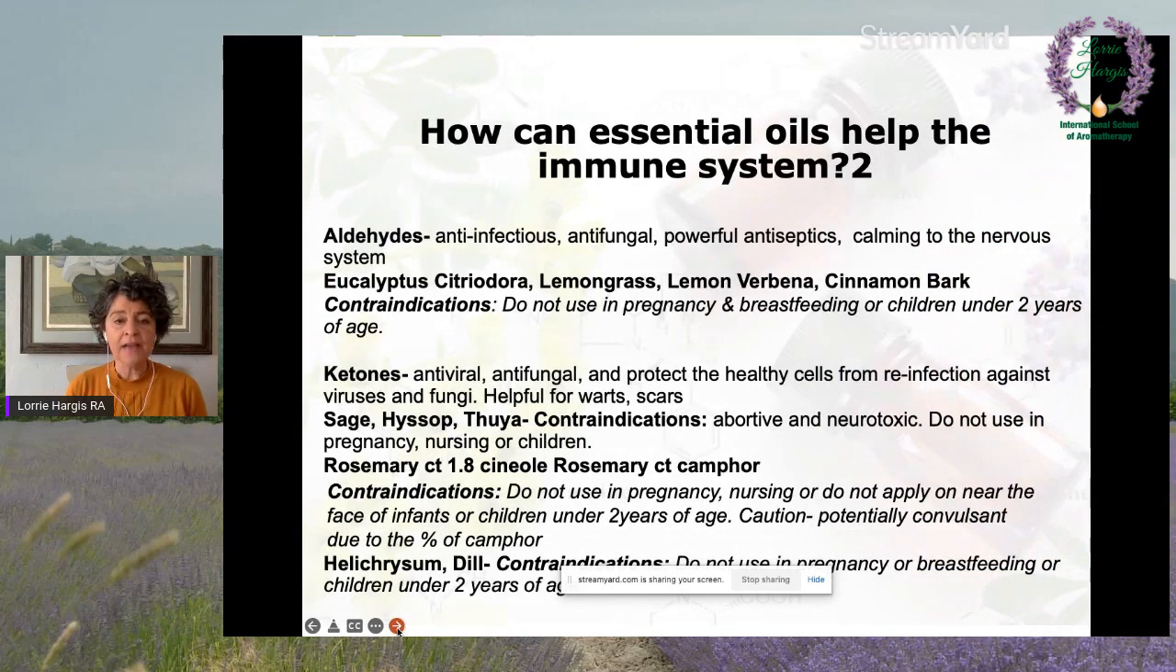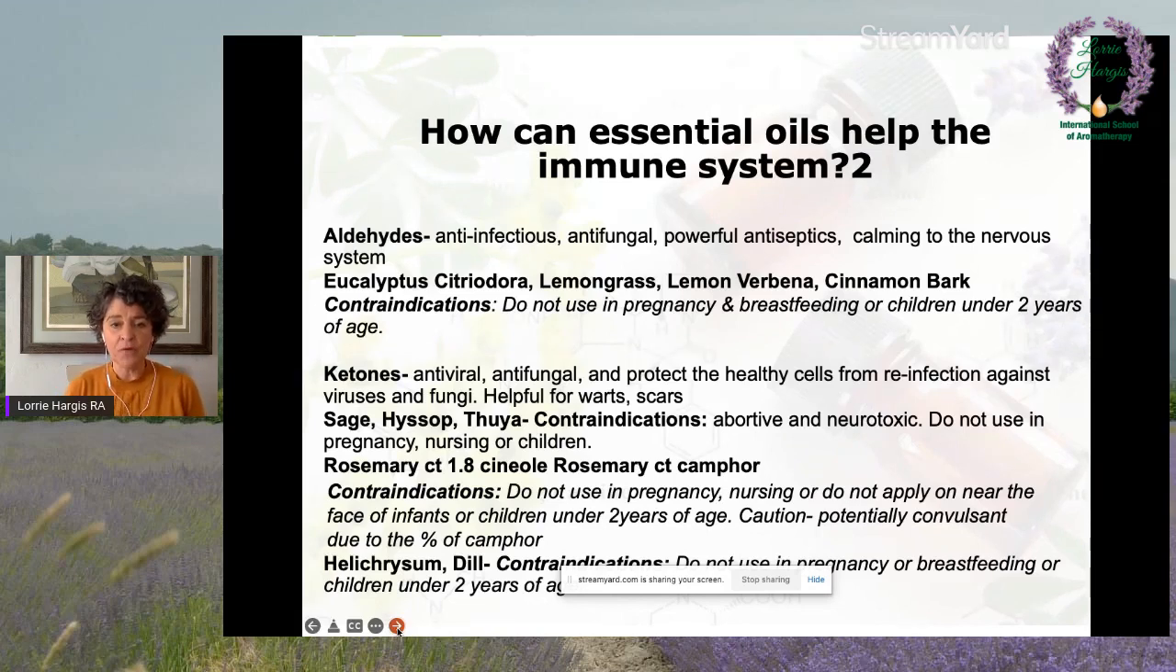Okay, so aldehydes. Let's look at aldehydes. Aldehydes are anti-infectious, antifungal, powerful antiseptics, and calming to the nervous system. You have Eucalyptus citrodora. Eucalyptus citrodora is also very well known to be antiviral. Lemongrass, lemon verbena, and cinnamon bark. So you're going to look at these two. They're also calming to the nervous system. Do not use in pregnancy and breastfeeding or children under 2 years of age.